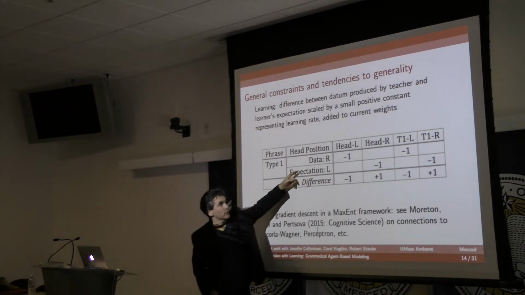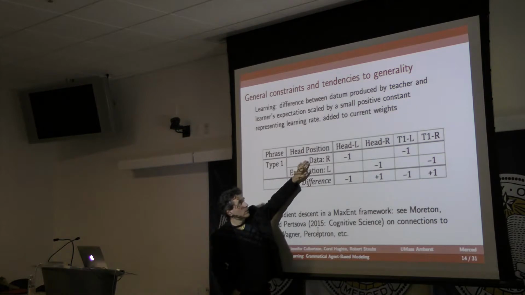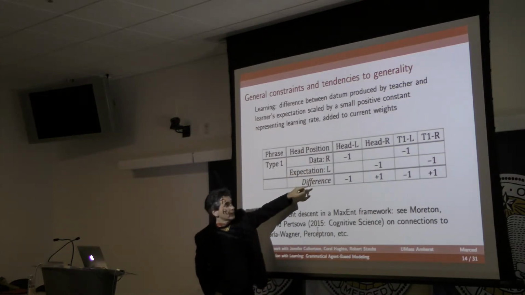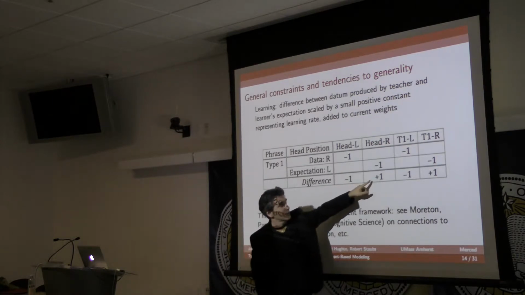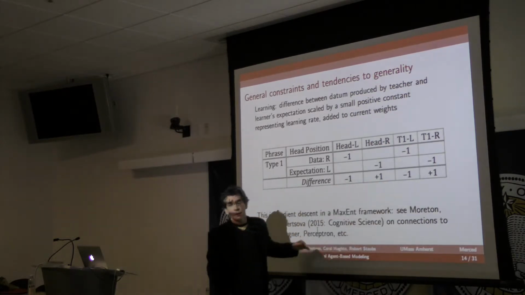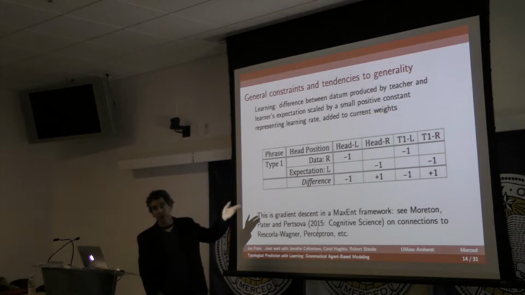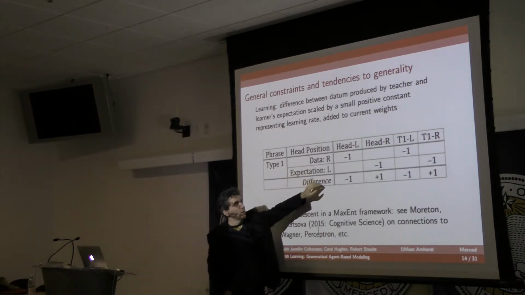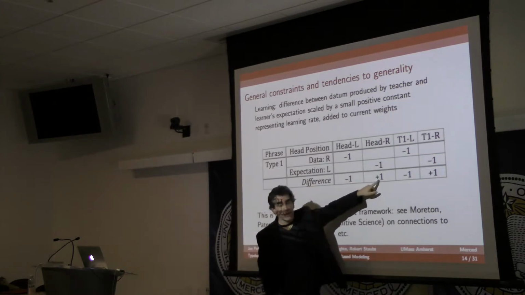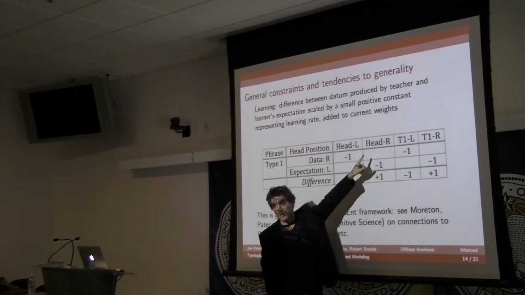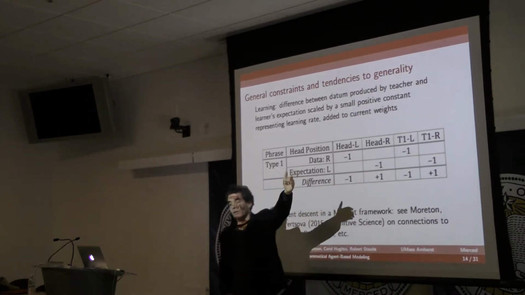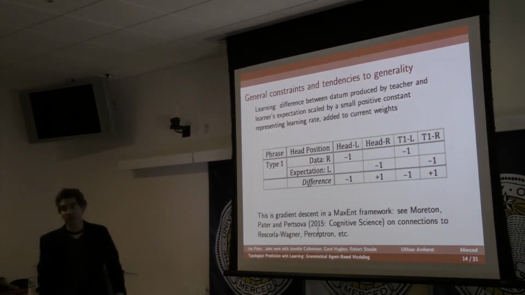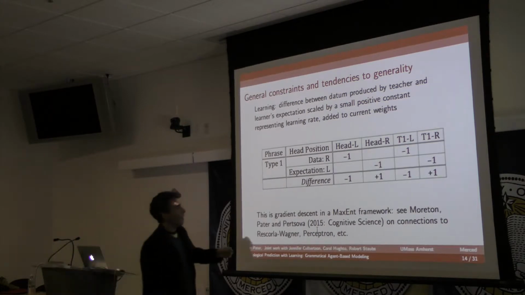We just take the difference between these two. So we have these two vectors of constraint violations. We take the difference, which gives us -1, +1, -1, +1. We scale those by the learning rate and add those to the current constraint weights. And so here the teacher's saying, I want heads on the right. When we take the difference, that gives us a positive value for the constraint that says heads should be on the right. So that constraint weight's going to go up, shifting probability onto phrases that are right-headed.